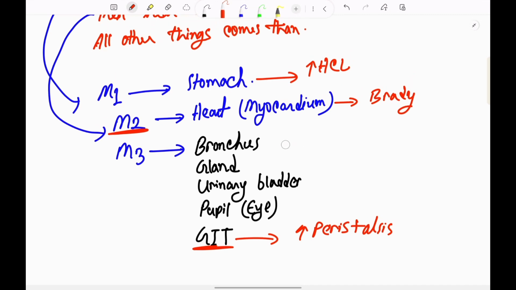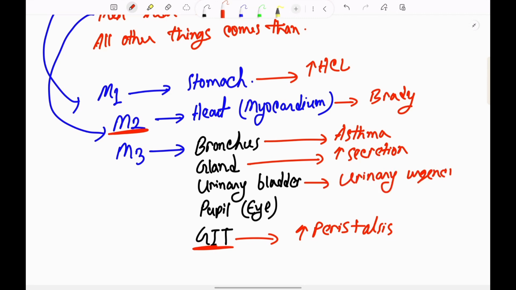If bronchus is stimulated, there is bronchoconstriction, which will cause asthma. If glandular M3 receptor is stimulated, there is increased water secretion of gland. And if the M3 receptor of urinary bladder is stimulated, there will be urinary urgency. If the pupil of eye is stimulated, there will be pupillary constriction, which is also known as miosis. As constriction means smaller, miosis is a smaller word, and dilation is larger word. So pupillary dilation means mydriasis.